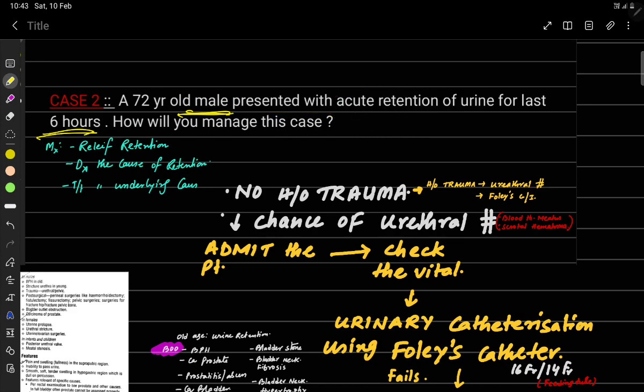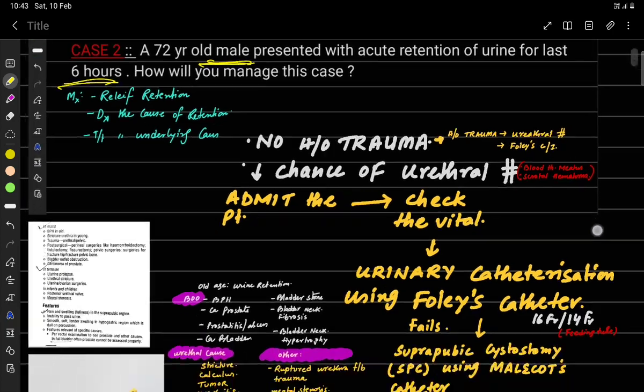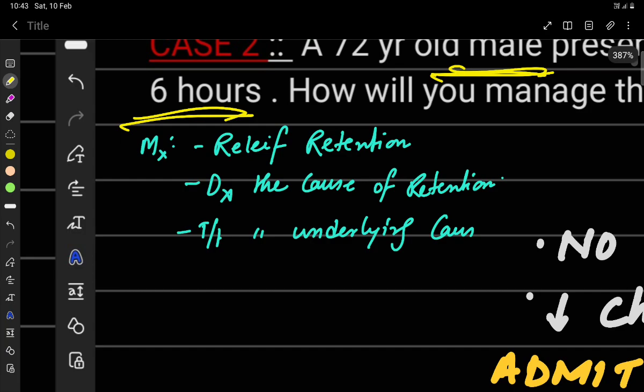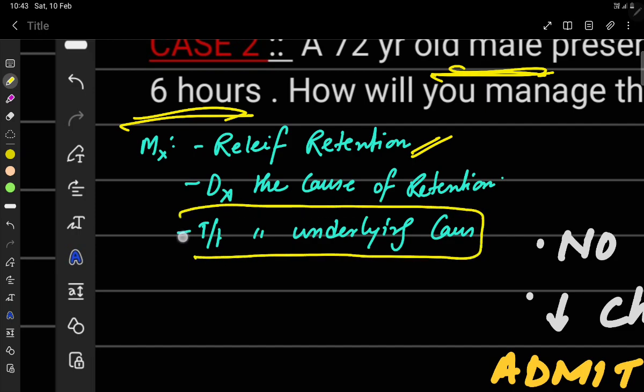This is a problem card which is available in our colleges. It is very important for our practical viva voce. So first of all, how will you manage this case? Management of this case follows this protocol. First, relieve the retention, then diagnose the cause of retention. What is the cause behind this? And then treat the underlying cause. This is the most important thing.